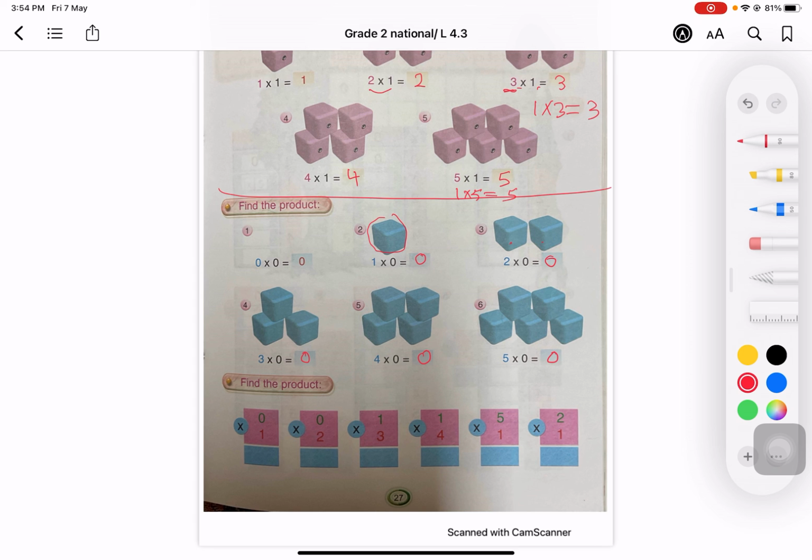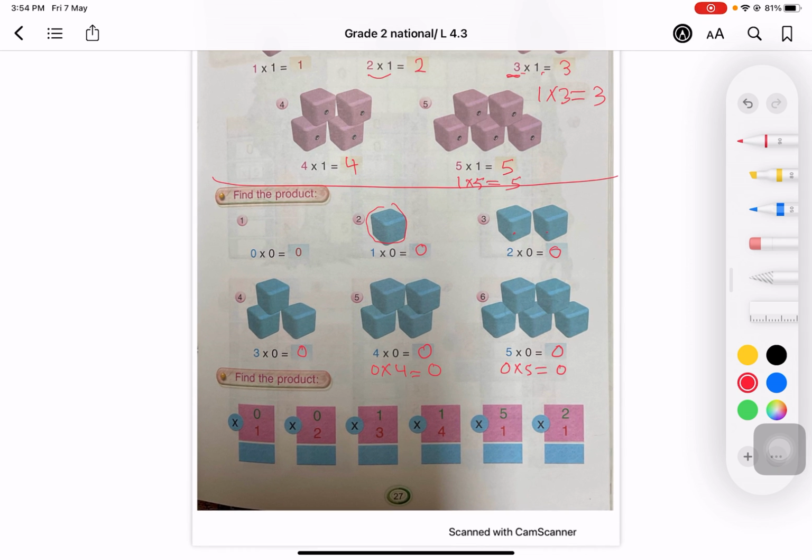And of course I can switch the factors, and also I will get the same answer. If you switch the factors, you will get the same answer. 4 by 0 is 0, and 0 by 4 is the same. Now, let's do this, find the product. As we said, any number multiplied by 1, you will get the same number. Any number multiplied by 0, you will get 0. So if I multiply 1 by 0, you will get 0.